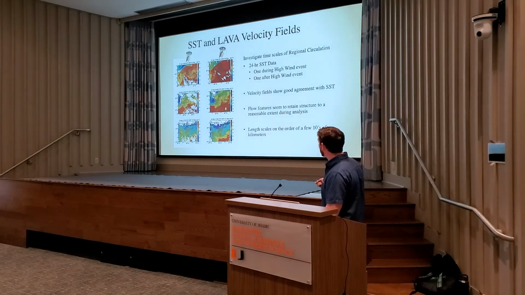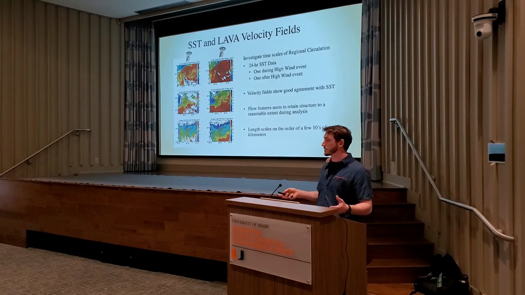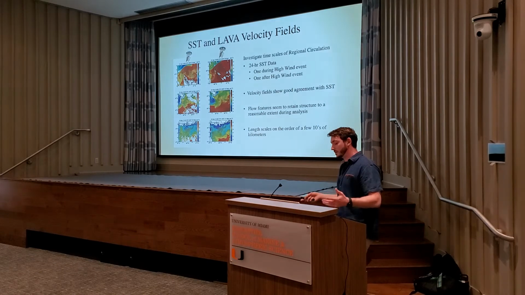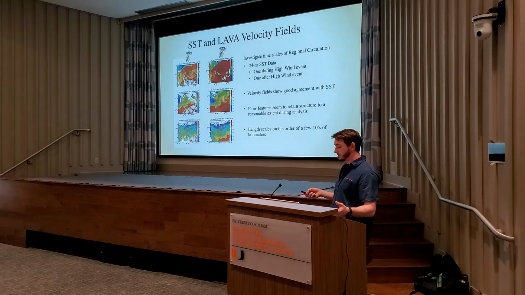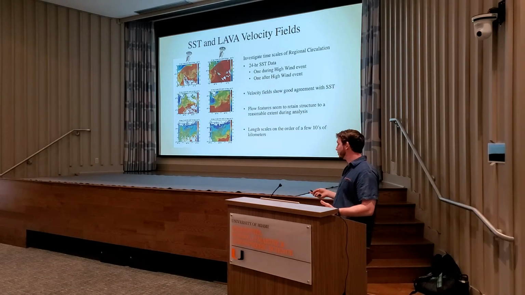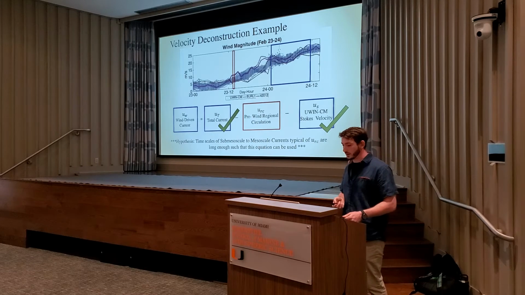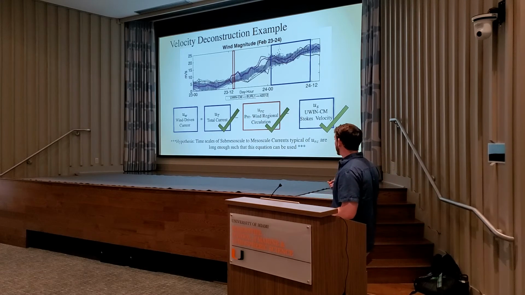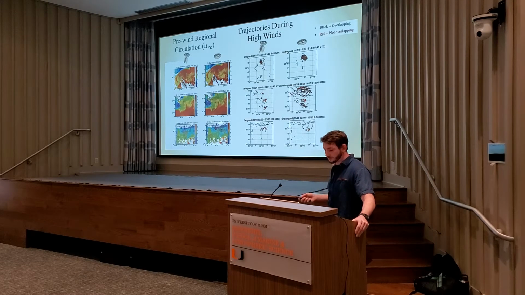Last thing I want to point out is the length scales of these flow features seem to be on the order of a few tens of kilometers, which fall somewhere between submesoscale and mesoscale dynamics. So we're expecting these structures to last longer than a day, but probably less than a week or so, which seems like it should be good enough for our purposes. So check, we have a pre-wind regional circulation. Now it's time to do this velocity deconstruction.